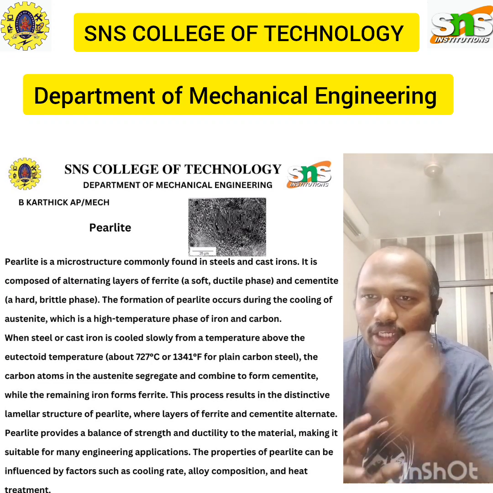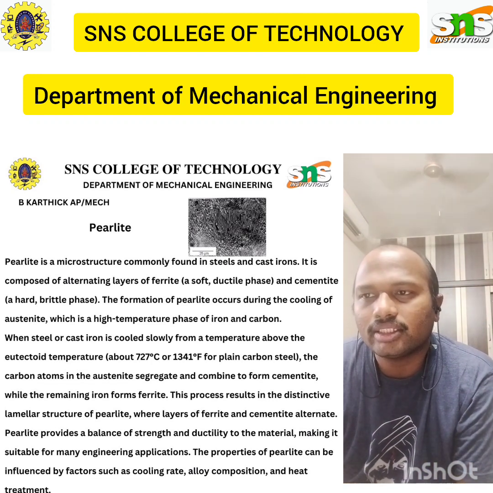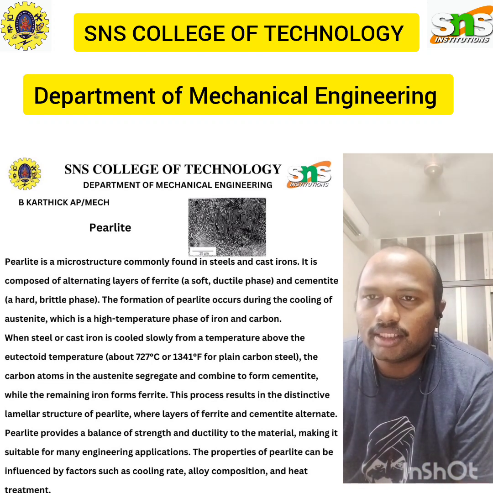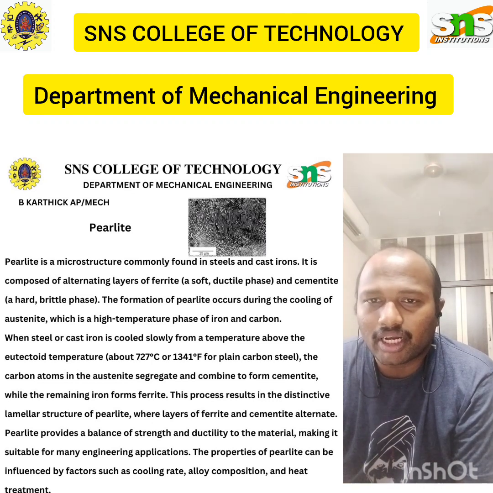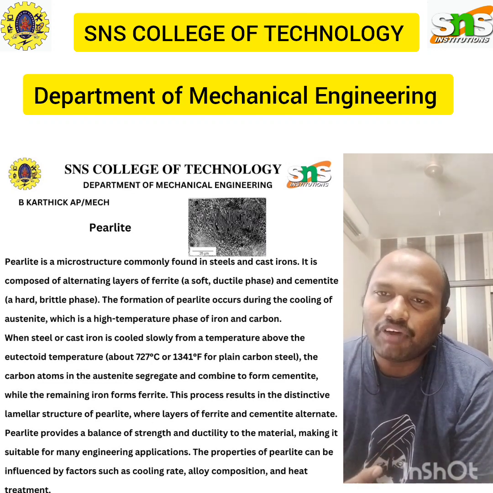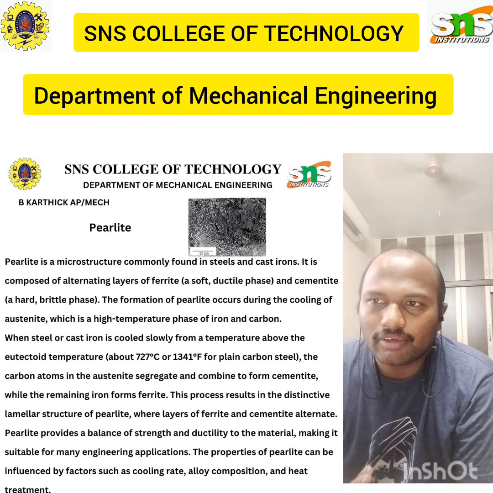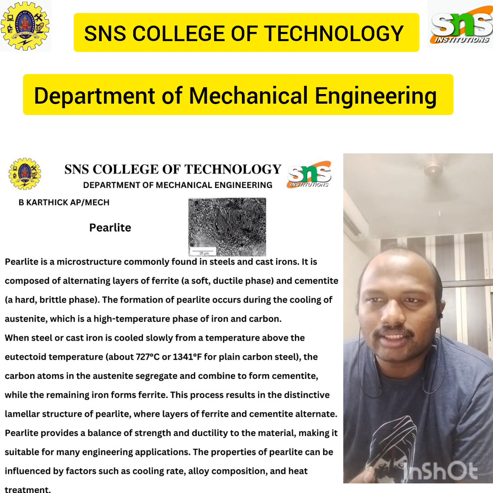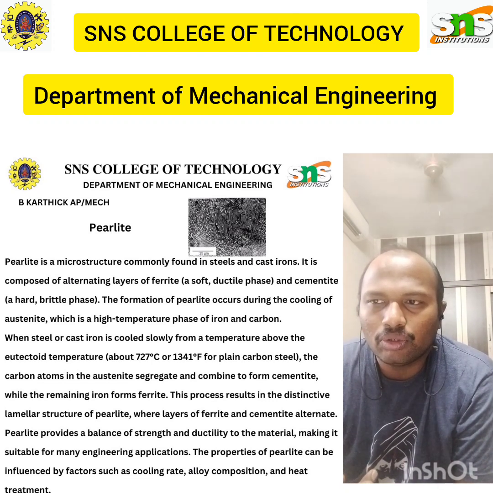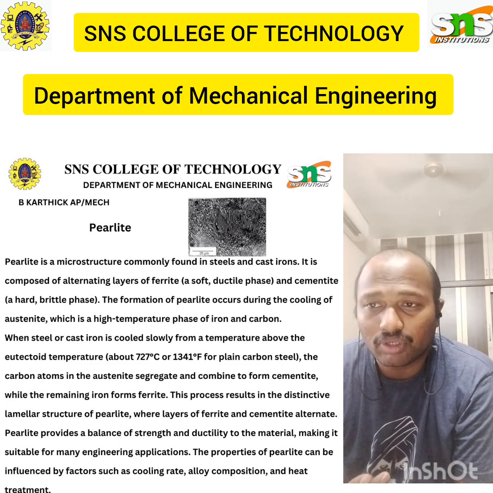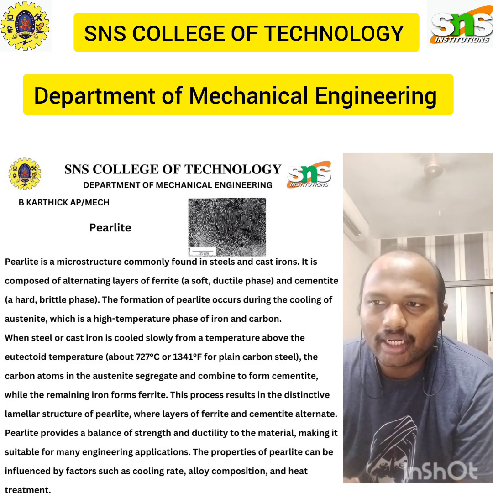It is composed of alternative layers of ferrite, which is soft and ductile phase, and cementite, which is hard and brittle phase. This formation of, as we have already seen ferrite and cementite in a separate video, the formation of pearlite occurs during the cooling of austenite, which is a high temperature phase of iron and carbon. When steel or cast iron is slowly cooled from a temperature above the eutectoid temperature, which is about 727 degrees Celsius, or in Fahrenheit we can say is 1341 degree for a plain carbon steel, the carbon atoms in this austenite segregates and combine to form cementite, while the remaining ions form ferrite.